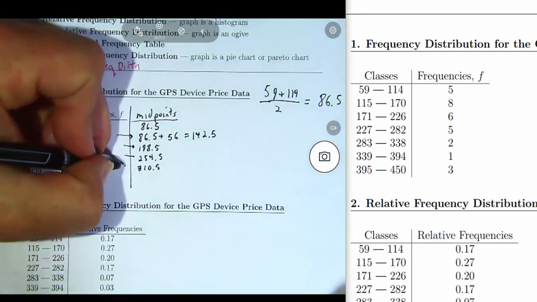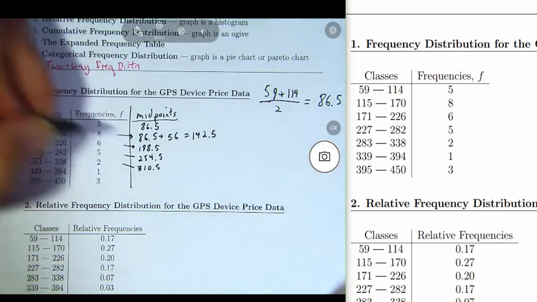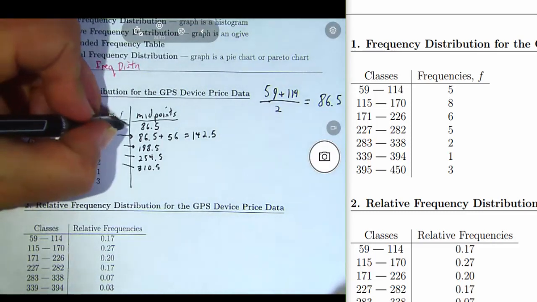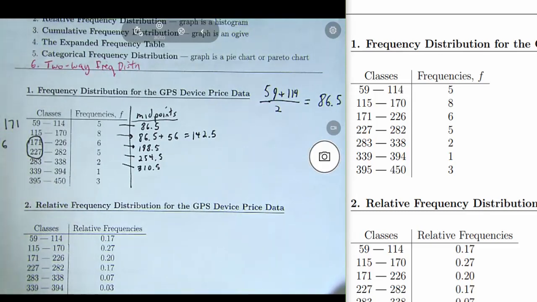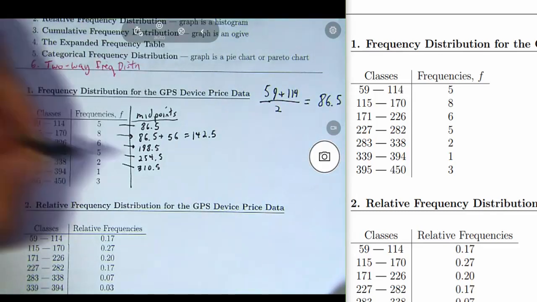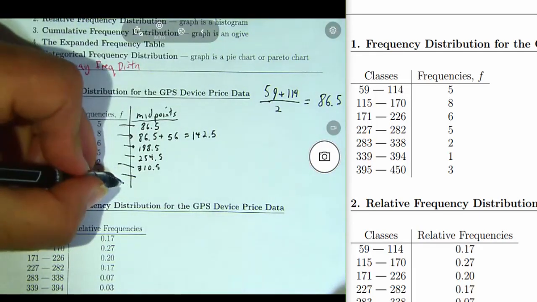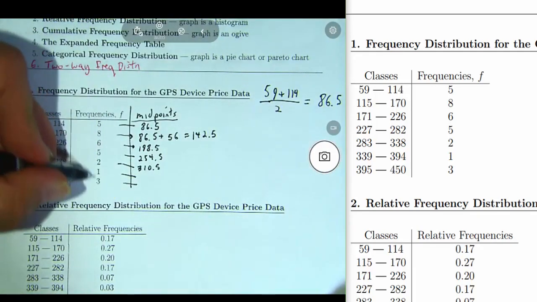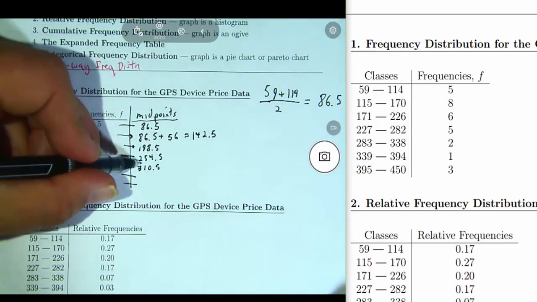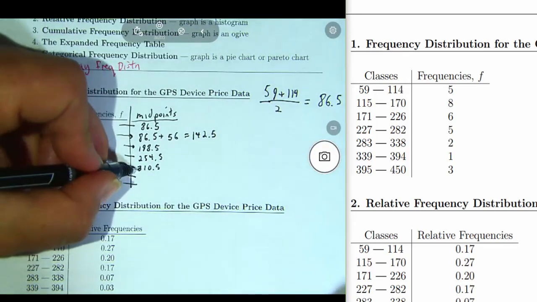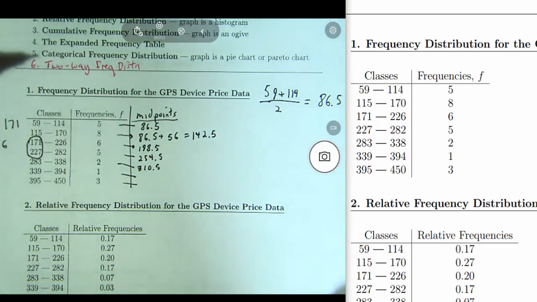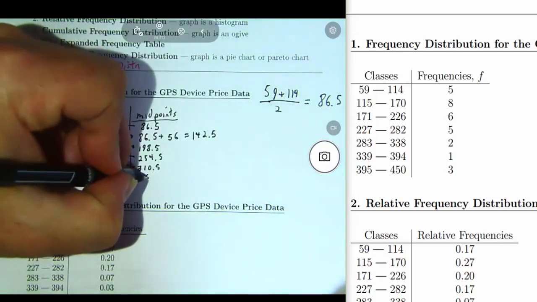Okay, keep on adding class width to your midpoints to get the next midpoint until you've got all of the midpoints you need. Okay, so there should be one midpoint for each class. Here I've got 7 classes. I need 7 midpoints. Got to get 2 more. So I'm going to add 56, or add the class width, to 310. Bam, getting the next class midpoint.